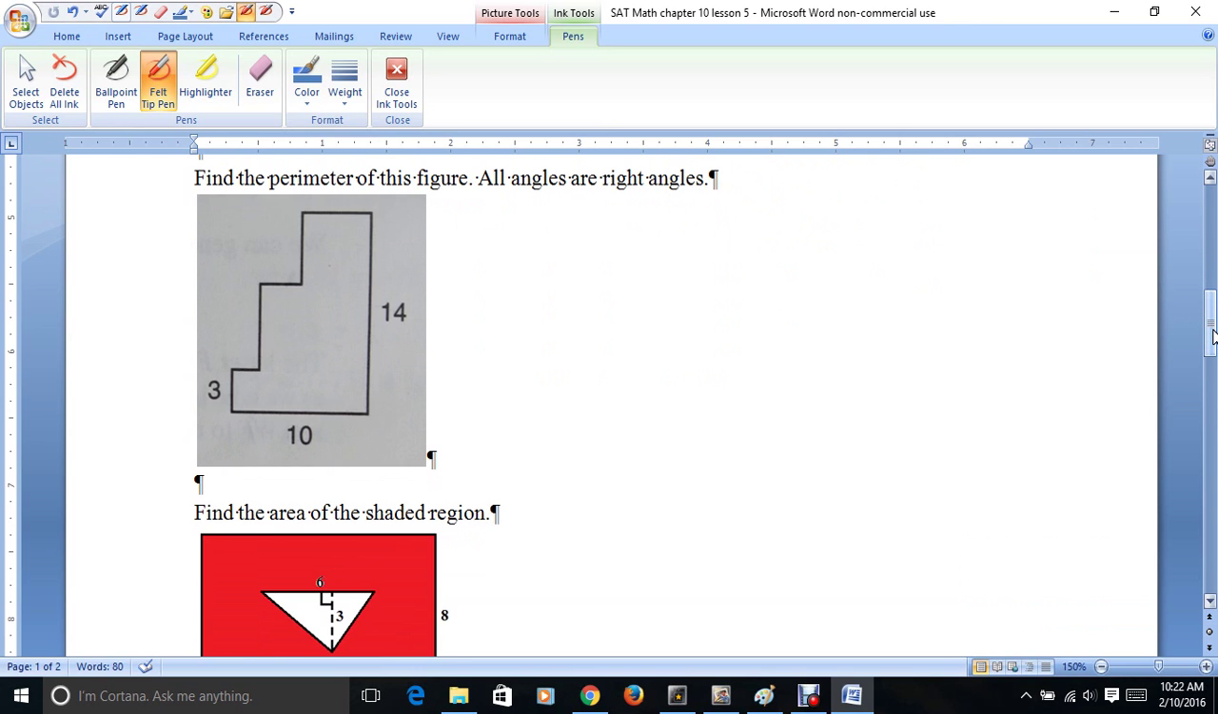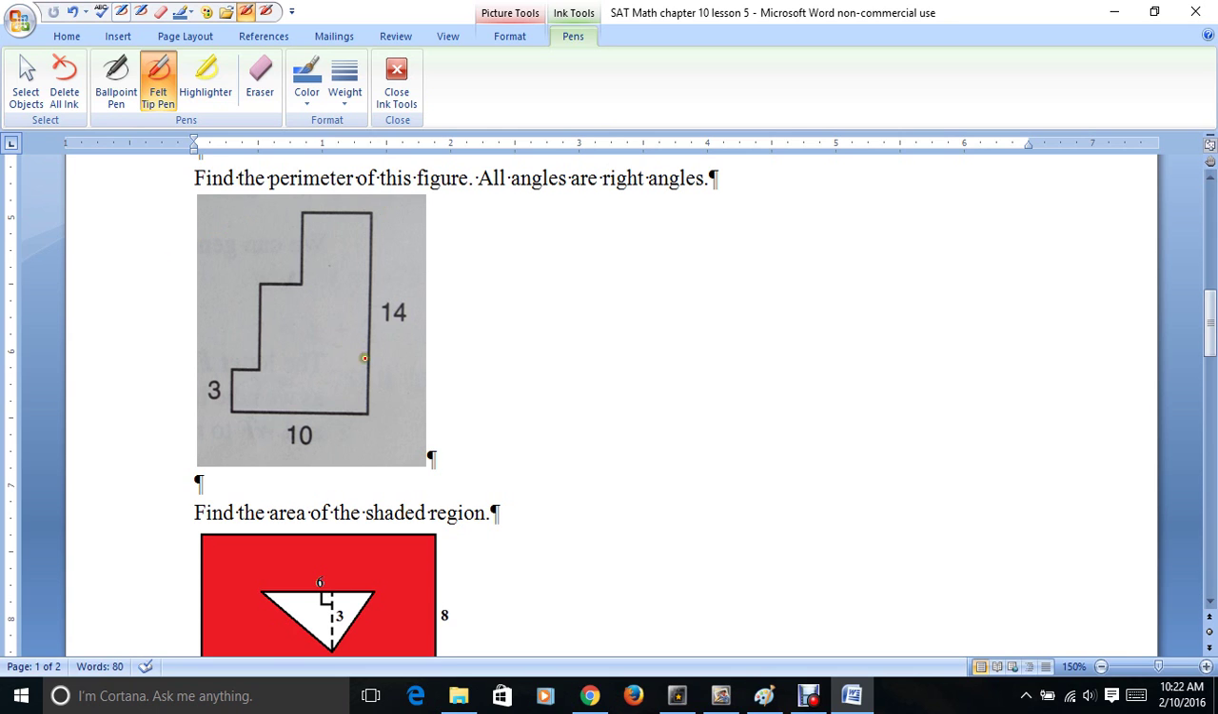Alright, so the perimeter of this figure, all angles are right angles. This is a situation where you might say, well, how am I going to figure that out because I don't know all those little pieces? And you don't have to know all the little pieces to find the perimeter, because as long as you know how long the sum of the little pieces is, then you're good.